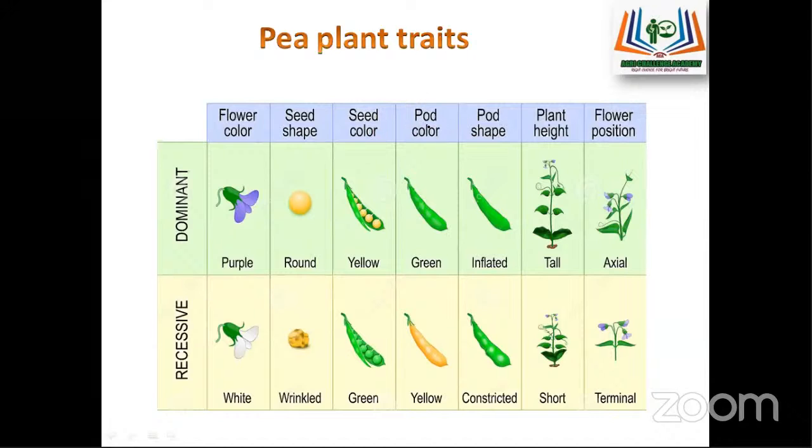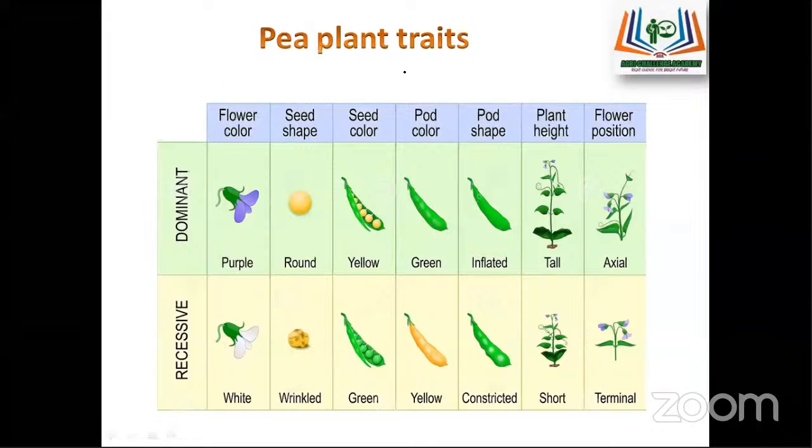Sometimes they used to put pod shape, pod color, or they will put something else, like seed shape, flower shape or anything, simply altering the terms: shape, color, height, position. So they will alter something with flower, seed or pod, and they will put an option. So that thing you need to be very careful regarding.